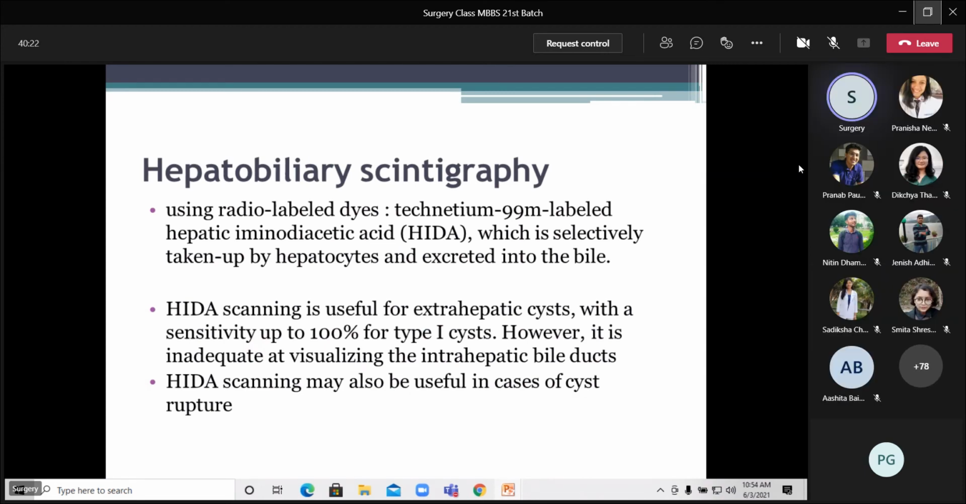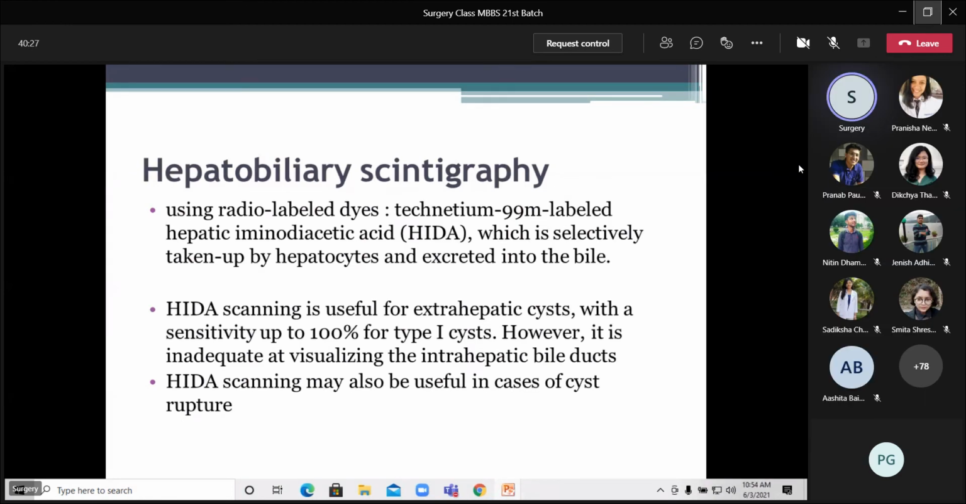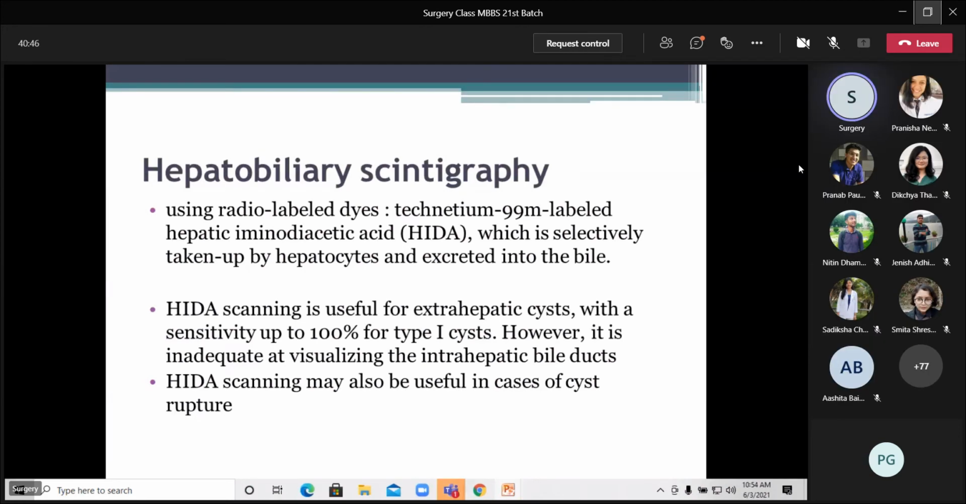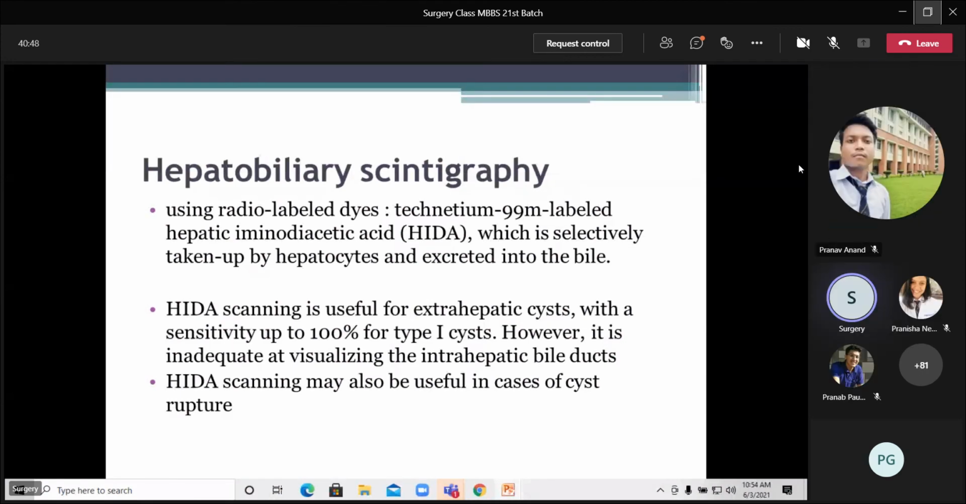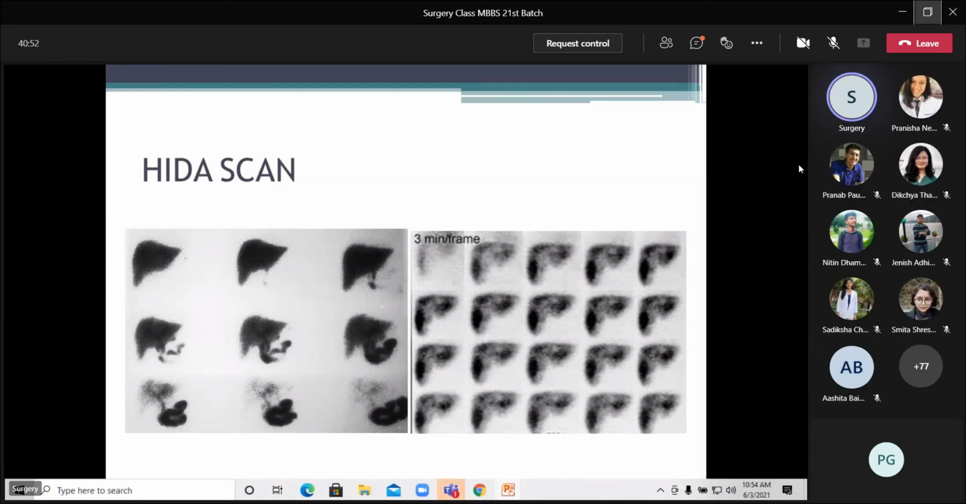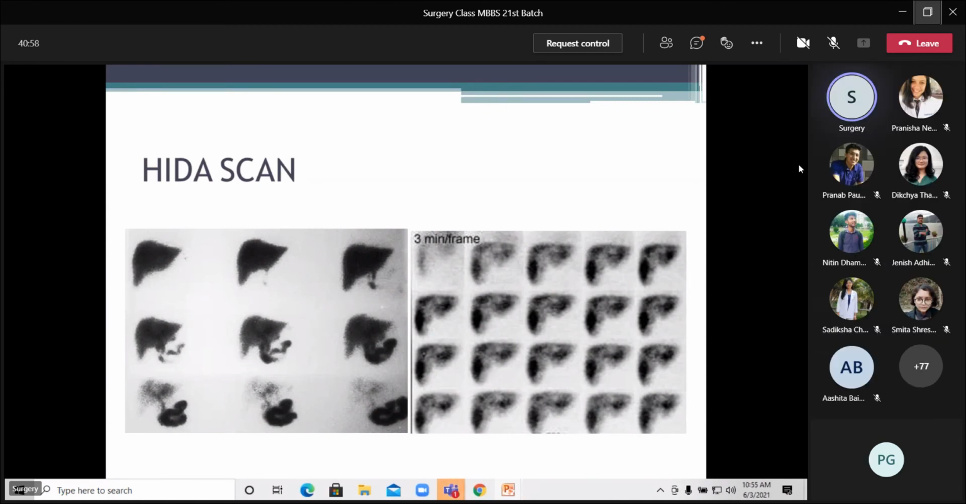Hepatobiliary scintigraphy, HIDA scan. You must have heard about HIDA scan, which will tell you about the biliary tree, obviously. It is 100% sensitive in type 1 cyst, but we don't do HIDA scan on a regular basis to diagnose a choledochal cyst. So talking about HIDA scan may not make much sense with regard to choledochal cyst. You can see the HIDA scan, how nice the pictures are, but we don't do it routinely to diagnose a choledochal cyst.